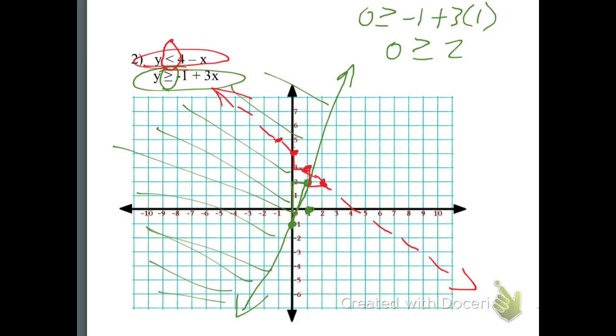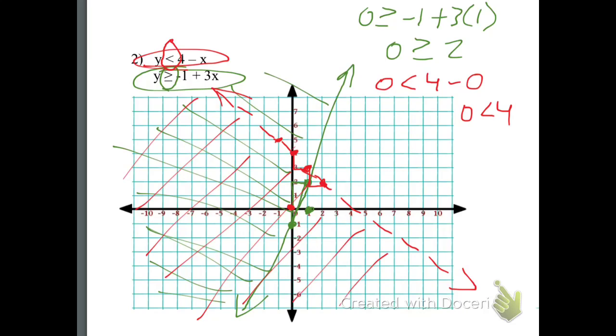Be careful. Okay, and I need to decide which side is going to be shaded in. I'm going to plug in 0, 0 this time, because it's not close to the line like last time. Is 0 less than 4 minus 0? That's true, because 0 is in fact less than 4. So I'm going to shade that direction, the side that has 0, 0. And now I have graphed both.